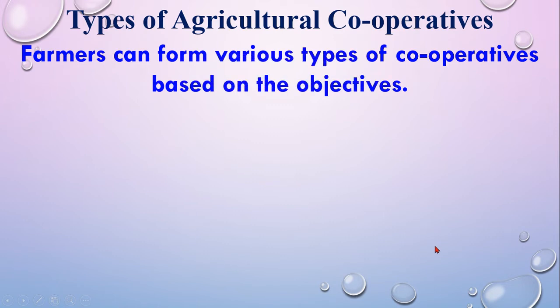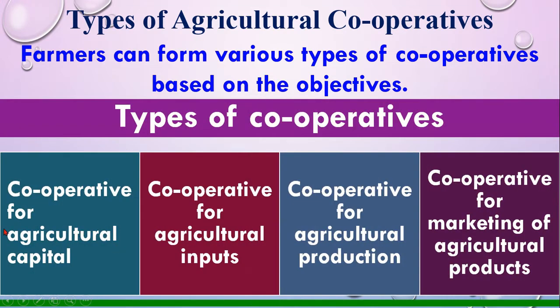First you can see the types of agriculture cooperative depend on the various products. Farmers can form various types of cooperative based on their objectives as well. So there are not specific types of agriculture cooperatives. Here are some examples of agriculture cooperative, but farmers can form different types of agriculture cooperative. First have a look at what I write here.